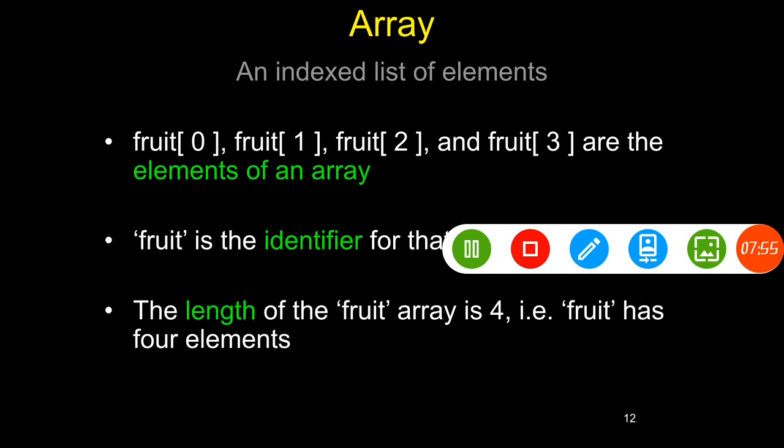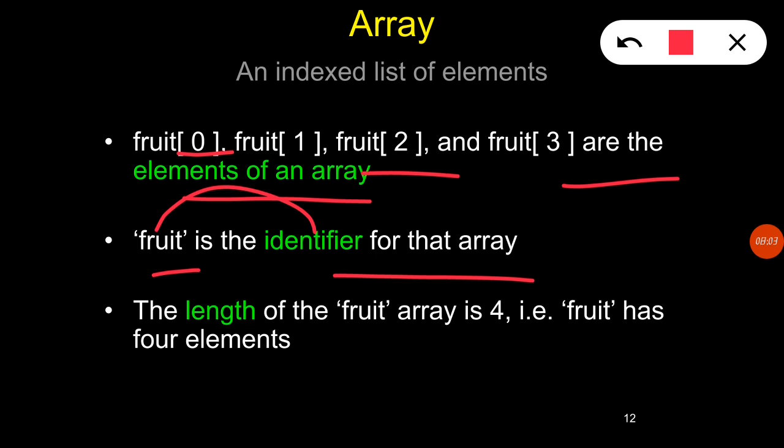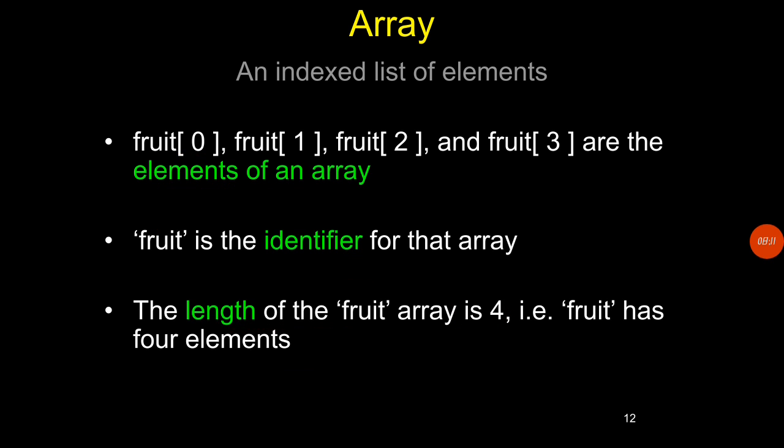And see here, fruit 0, fruit 1, fruit 2 and fruit 3 are elements of the array, and fruit is the identifier for that array. Here the length of fruit is 4, and fruit has 4 elements. If the length of the array is 4, then there must be 4 elements in the array.